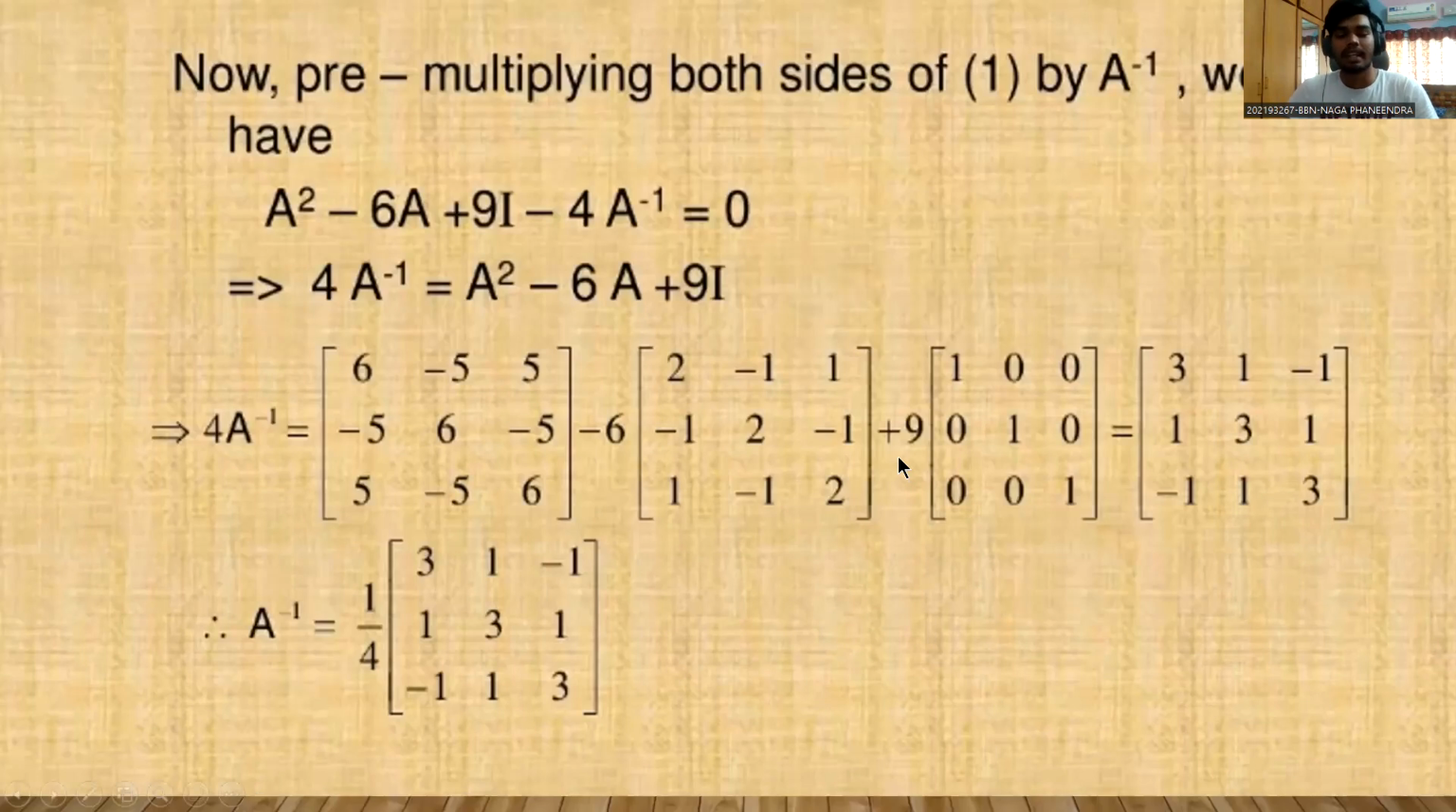Now pre-multiplying both sides by A inverse, we multiply our characteristic equation with A inverse, so we get A^2 minus 6A plus 9I minus 4A inverse is equal to 0, and 4A inverse is equal to A^2 minus 6A plus 9I. Moving 4A inverse to this side, the remaining terms we multiply all together, and we get 4A inverse equal to that matrix. Sending 4 to the other side, 1 by 4 into the matrix is the inverse of the matrix.